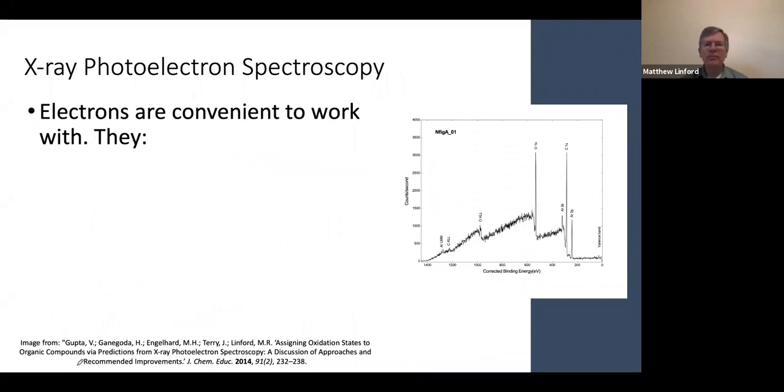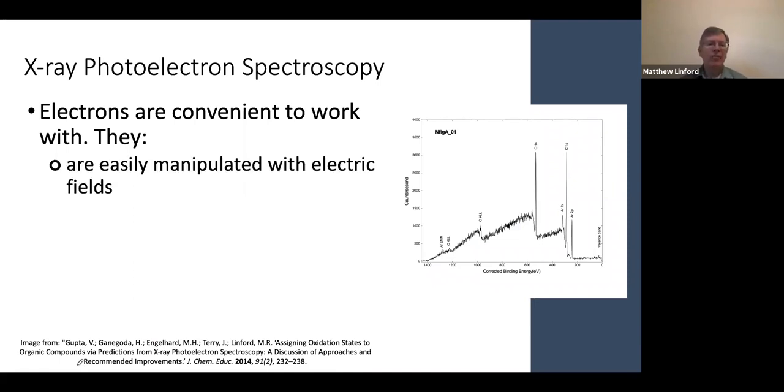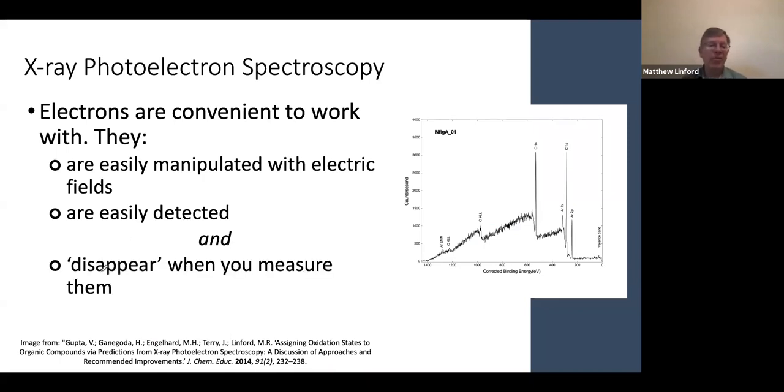Another advantage of XPS, so let's get back to XPS and its advantages, is that electrons are convenient to work with. And why is that? Well, electrons are easily manipulated with electric fields, and they're easy to detect in general, and they, quote, disappear when you measure them. So you don't have a pile of electrons you have to deal with when you're done. That's just not a problem with the technique. Again, you don't have to clean up the electrons and throw them away or anything like that.